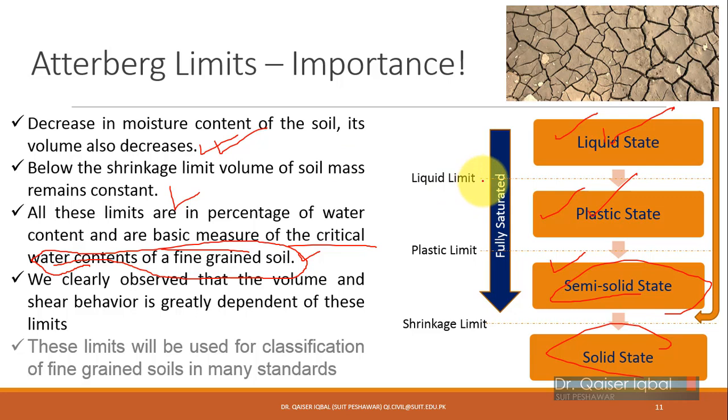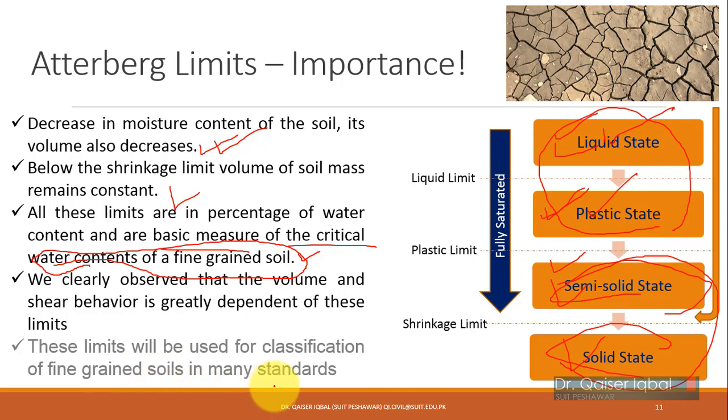We clearly observed over here that the volume and shear behavior is greatly dependent on these limits. Okay, because you can see that in case of semi-solid state, the shear resistance is a lot, and in solid state as well. In plastic state, for the same soil, and in the liquid state, the shear resistance is less. Similarly, if the soil is in semi-solid or solid state, the volume changes will be less. But if the same soil is in liquid or plastic state, the volume changes will be a lot. Okay, so these limits will be used for classification later on for the fine grained soil.